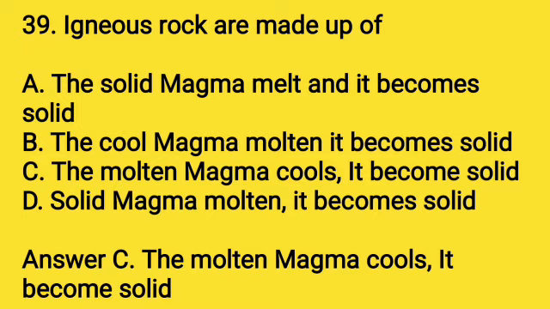39. Igneous rocks are made up of A. The solid magma melt and it becomes solid. B. The cool magma molten, it becomes solid. C. The molten magma cools, it becomes solid. D. Solid magma molten, it becomes solid. Answer C. The molten magma cools, it becomes solid.